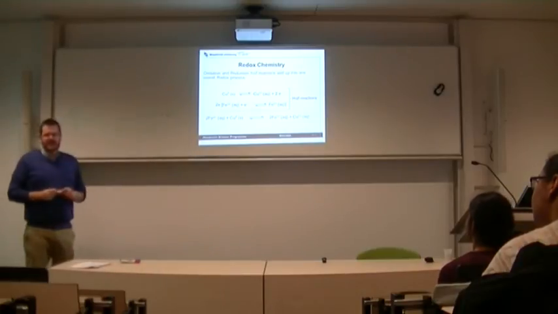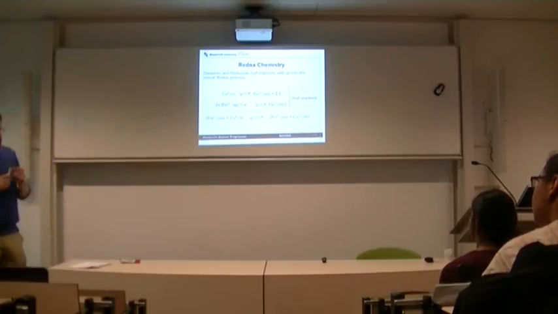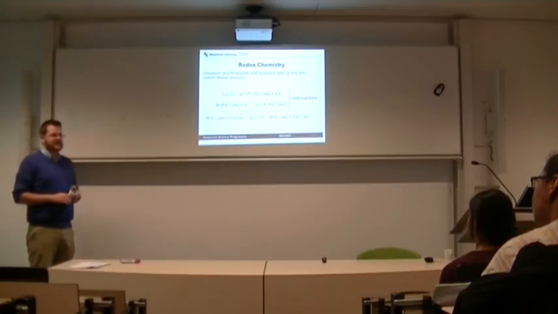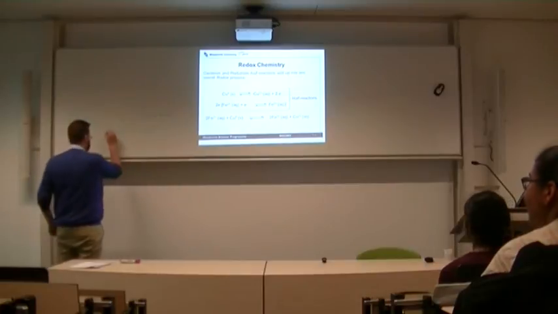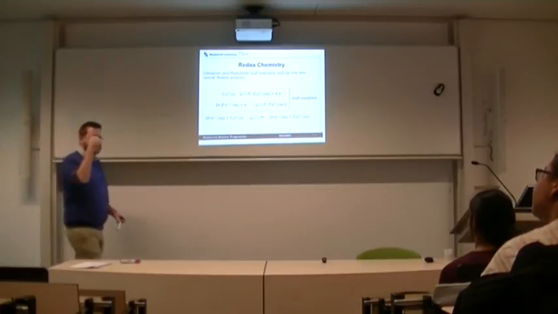So that half reaction is now balanced in terms of atoms and in terms of charge. Now let's go to the iron 3 plus. What do I do, Stephanie? Correct. So now each half reaction is balanced in terms of atoms and charge.